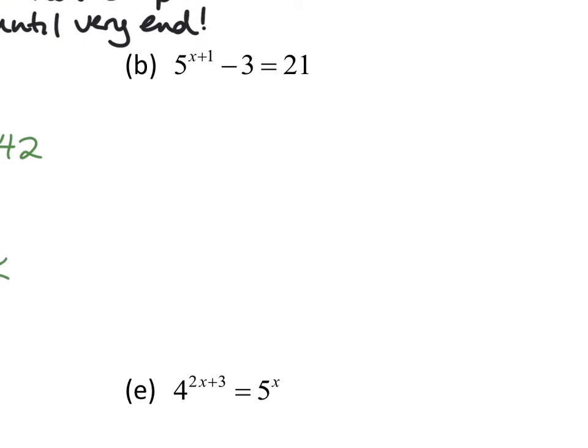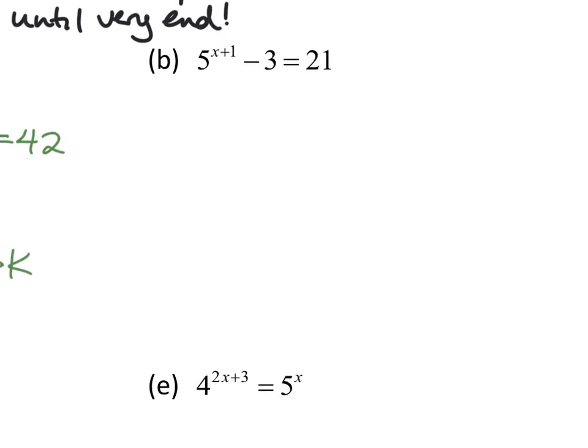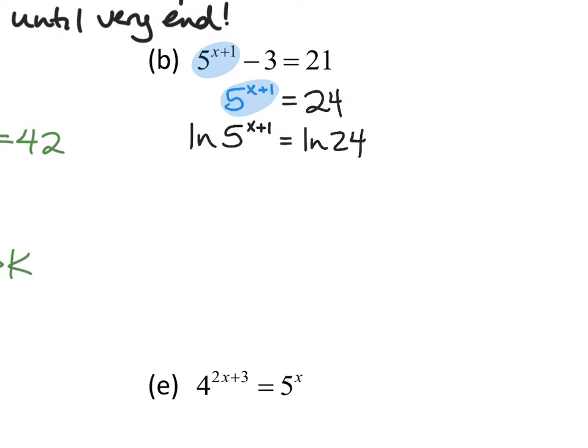For letter B, this time we are going to have to isolate the exponential expression. This is the exponential expression here, and it's not by itself yet. So just as if this was a linear equation, I'm going to add 3 to both sides. So now it would say 5 to the x plus 1 equal to 24. And my exponential expression, though the exponent itself is complicated, the base and the power are by themselves. So I'm going to take the natural log of both sides. And then use that power property to realize that x plus 1 can now be the scalar in front, okay?